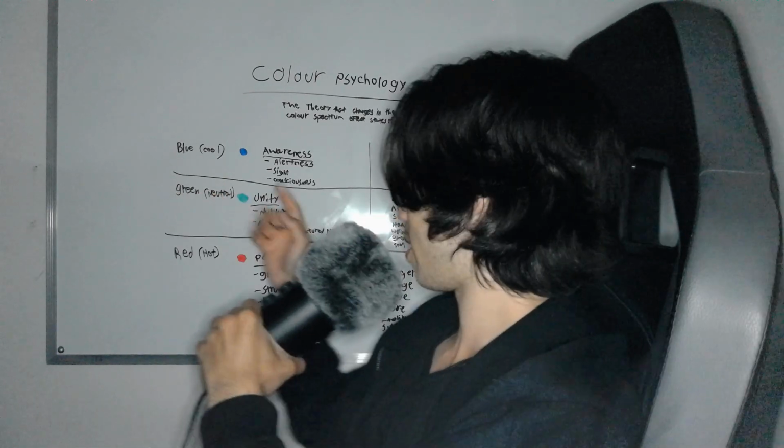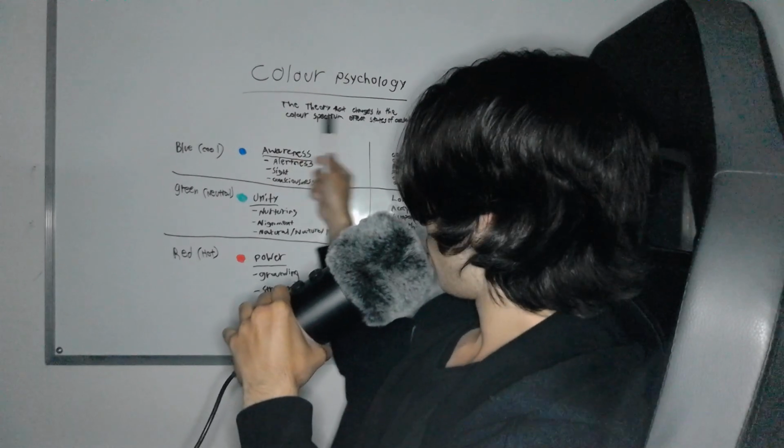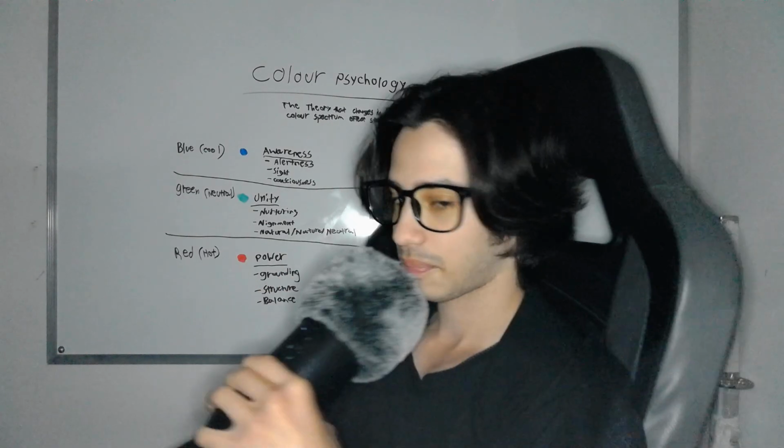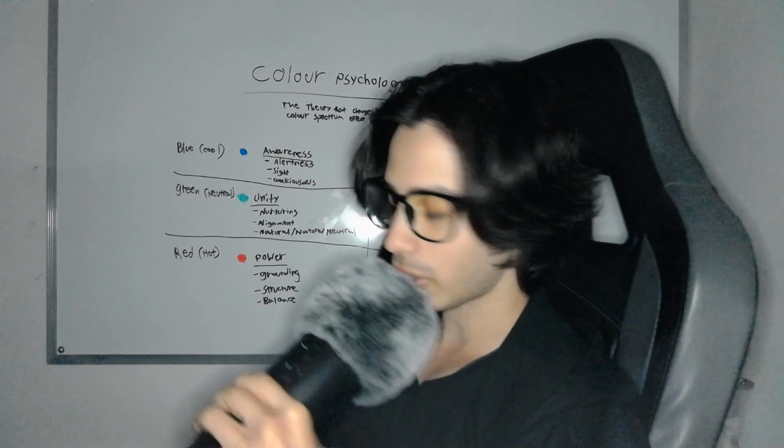So, color psychology or color theory is essentially based on the premise, or the theory anyway. Let's bust out the tappy marker. I already got it handy today. It's the theory that changes in the color spectrum affect states of consciousness. So, I would say affect emotion, but emotion is more one aspect of consciousness. So we'll get into that too here.